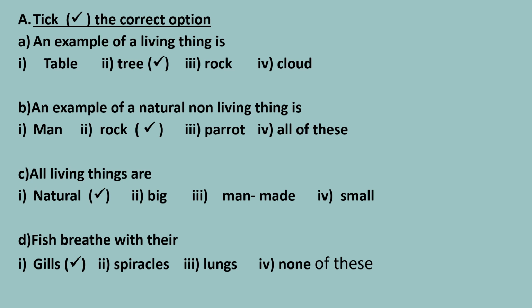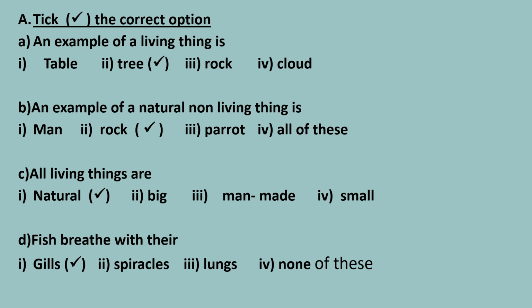Among the given options, table, tree, rock and clouds, only tree follows these characteristics. Therefore, the right answer is tree. An example of a living thing is tree.